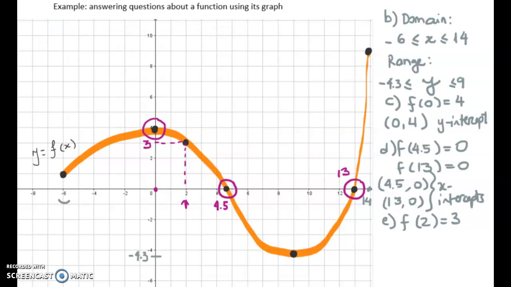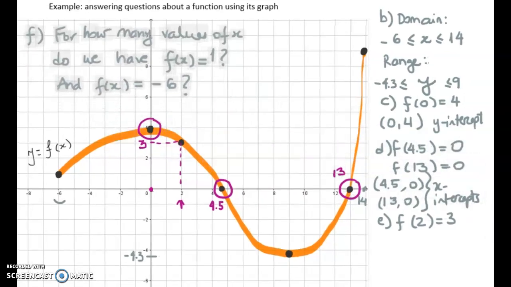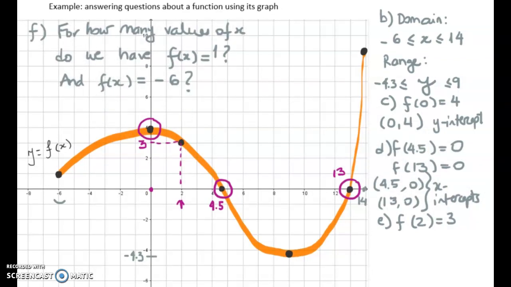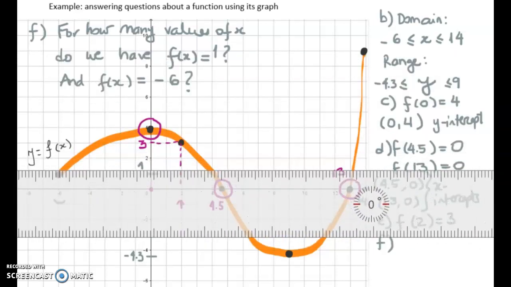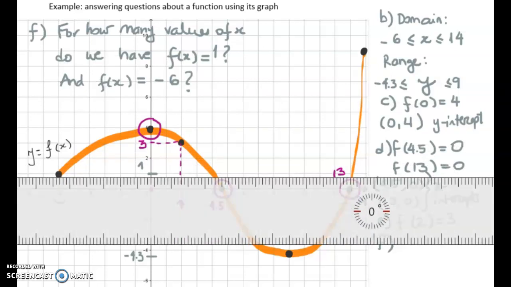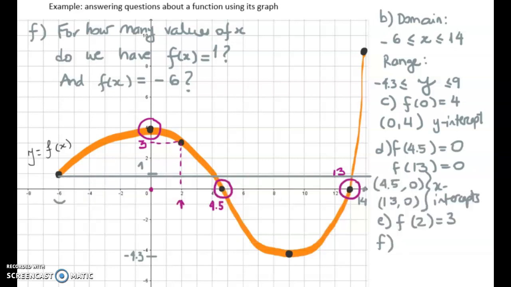For the last question, we want to know for how many values of x do we have that f of x is equal to 1. So we want the result of applying the function to take the value 1. That value 1 is over here in the axis. So I'm going to draw a line over there. It's going to be a horizontal line going through the value 1 over here. And then we want to see how many times we have values that when we apply the function, the result is 1. And I'm going to count those values.